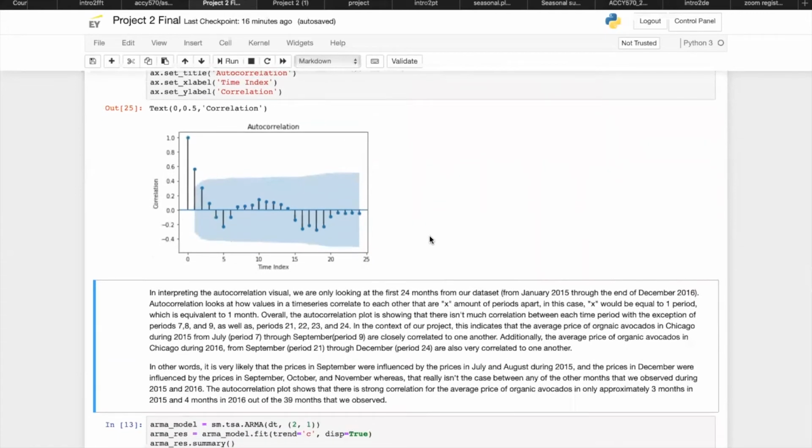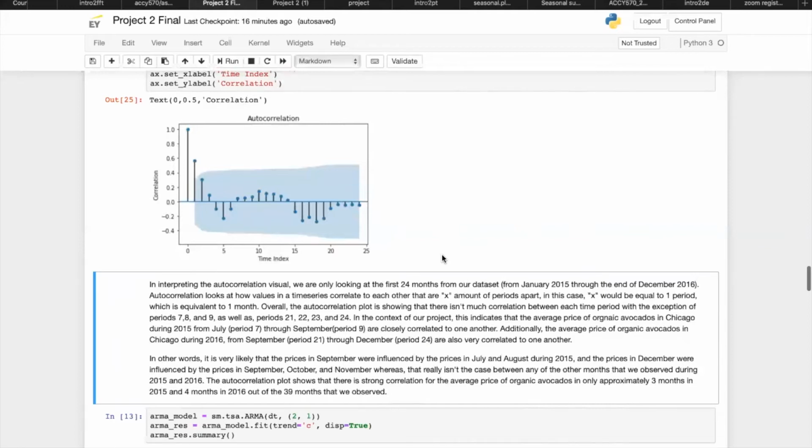That's January 2015 through the end of December 2016. Autocorrelation looks at how values in the time series correlate to each other when they're a certain number of periods apart. In our autocorrelation plot, 1 period is equal to 1 month.